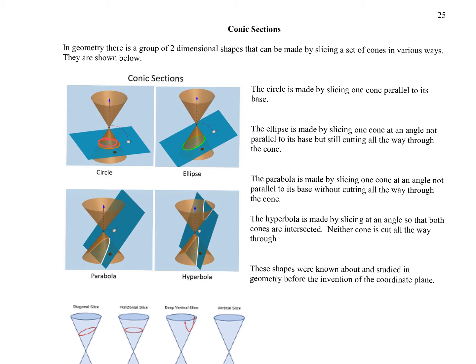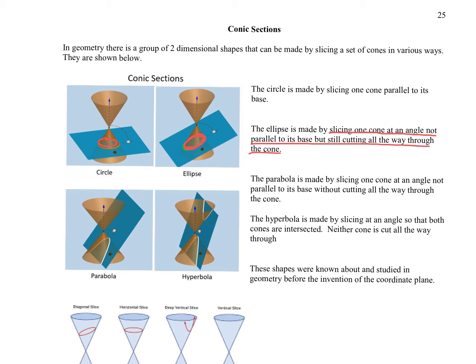If I take that piece of paper, which, as I said, we call a plane in geometry, and I tilt it just a little bit, we get an ellipse. So if you think about this, this is like the path of the planets around the sun. That's where we hear that word ellipse if you're in earth science. So it says the ellipse is made by slicing one cone at an angle not parallel to its base, but still cutting all the way through one cone. So I could tip it at different angles, which would change what we call the eccentricity of that ellipse, but basically it has to be in that direction.